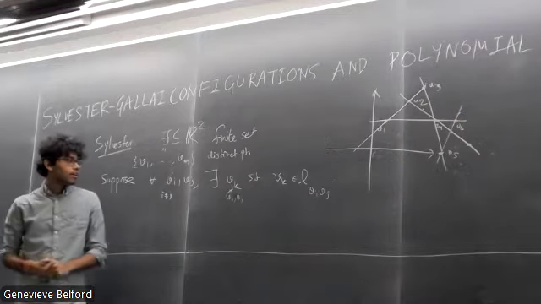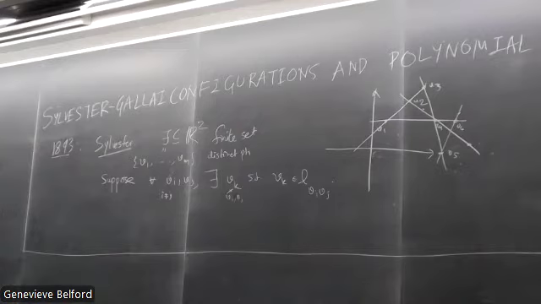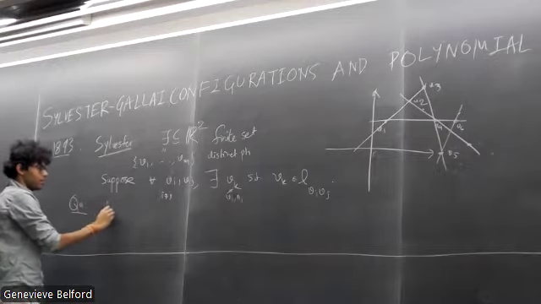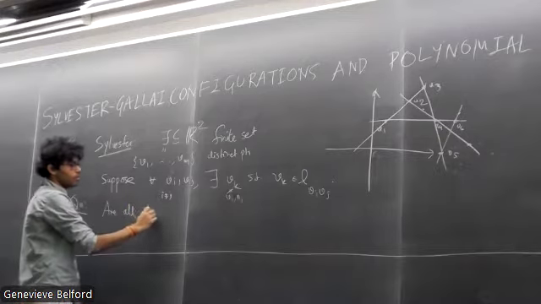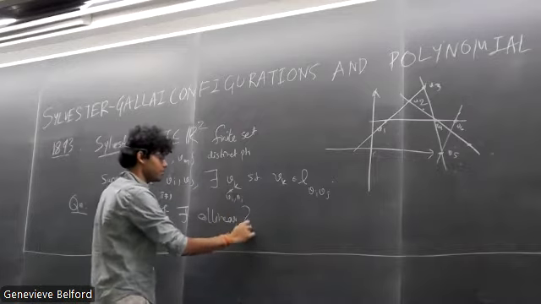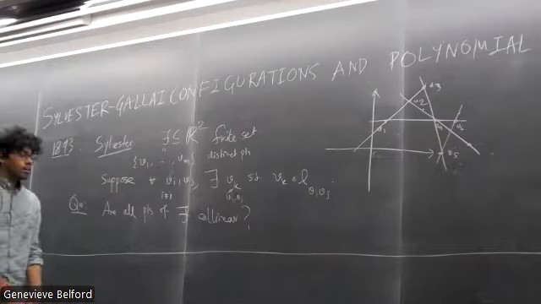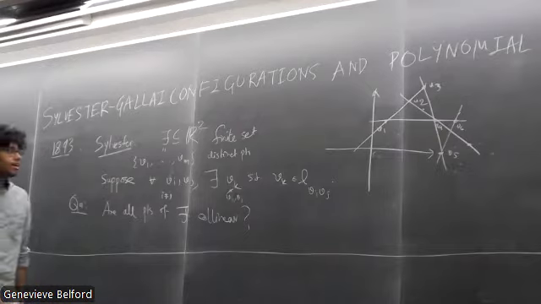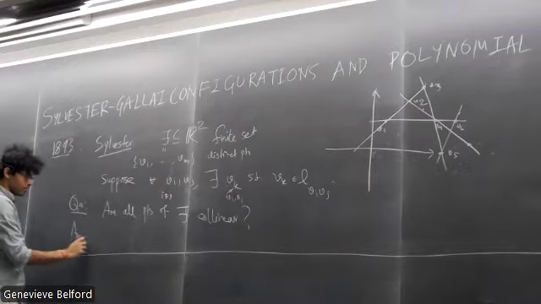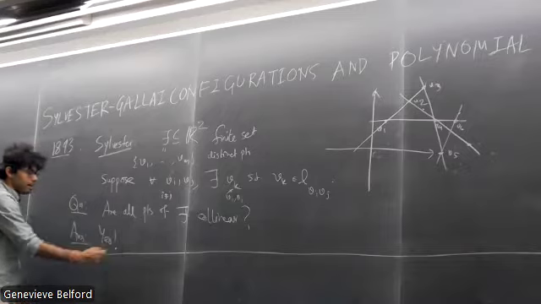Now, the question Sylvester asked is, can this really happen in a finite configuration if all the points are not collinear? So Sylvester's question was, does this imply all points of F are collinear, meaning they determine only one line? Okay, so that was the question. And the answer to this question is yes. They have to be collinear.